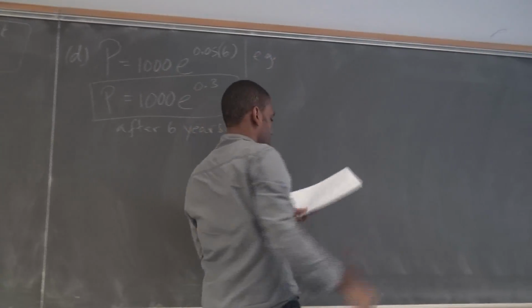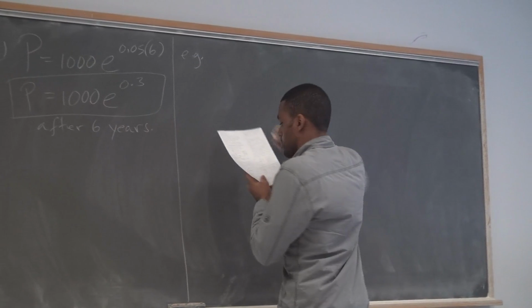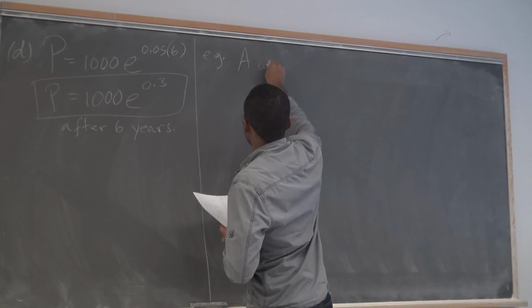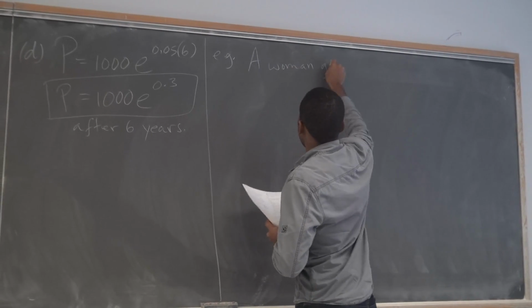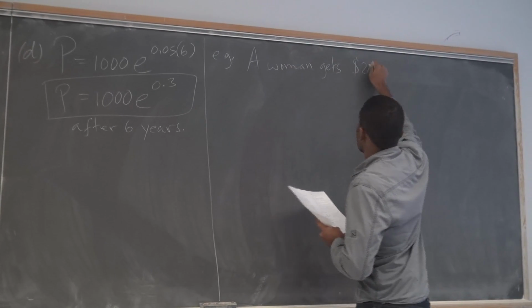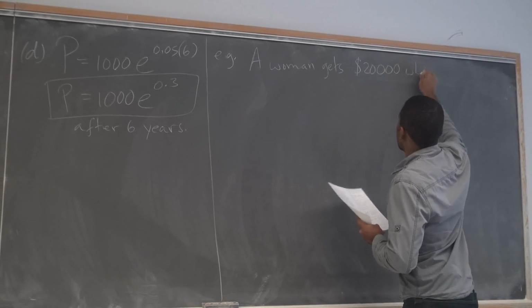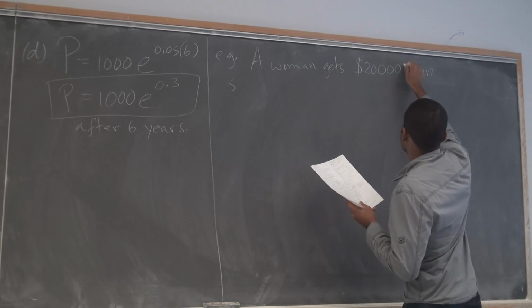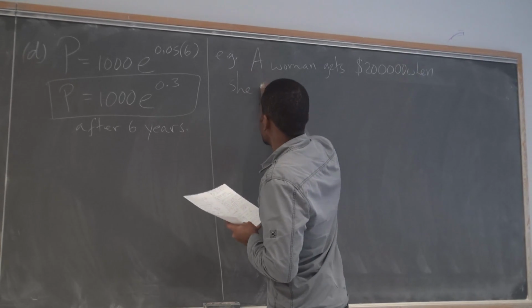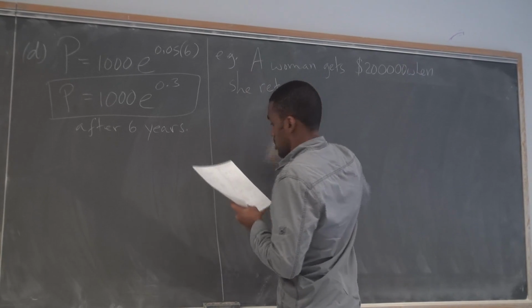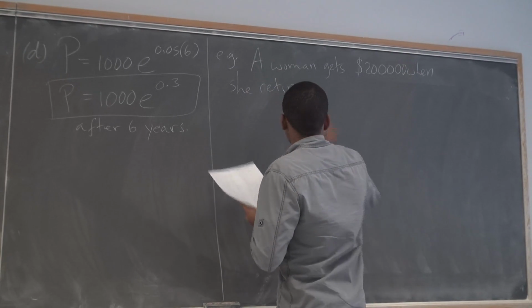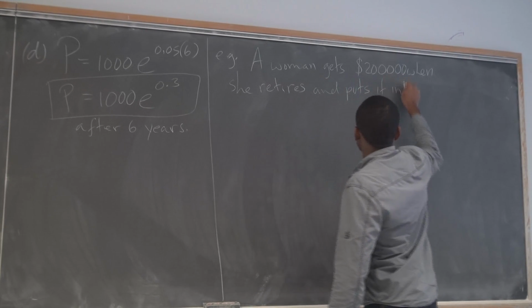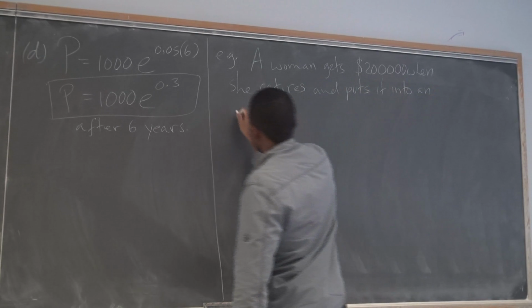Another example. Last example of the day. A woman gets 200,000 dollars, and she retires and puts it into an account.